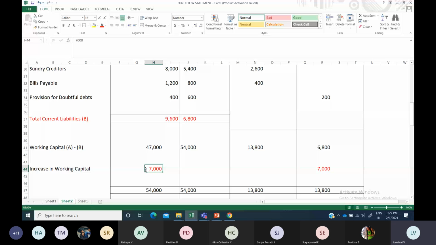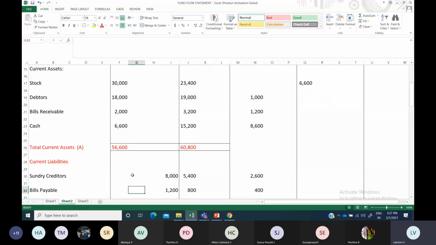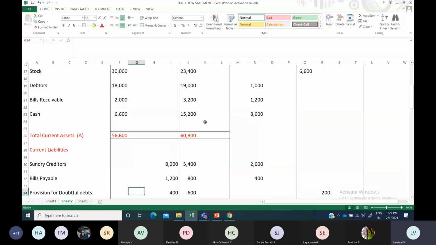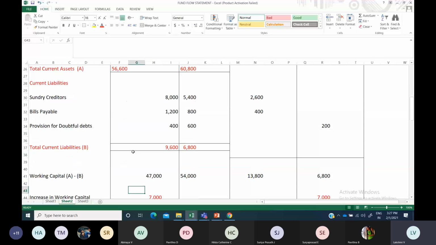Okay, so let me explain once more. If you see all the current assets and current liabilities, you have to list them down from the question. You have to pick them out and put them under current assets and current liabilities. After finding your total current assets, you move to the total current liabilities. So both are A and B, and your working capital is A minus B. So how I found it: 56,600 minus 9,600, 47,000. Similarly, 60,800 minus 6,800, 54,000.